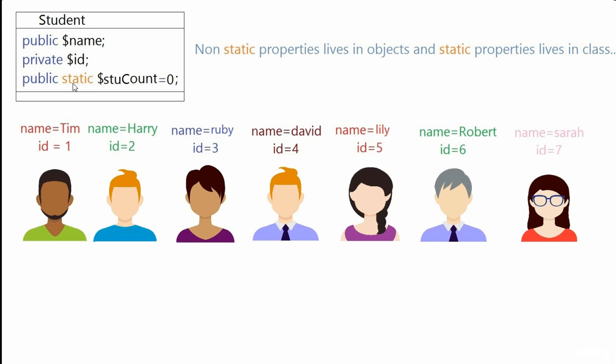Now here comes the static property. So we define a static property student count in the student class and initialize it with 0. So what happens when a new student is created? PHP creates a new copy of all non-static properties and saves them in a newly created object. So all students have their own copy of name and ID.